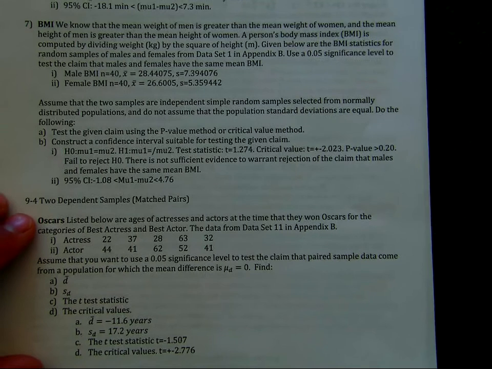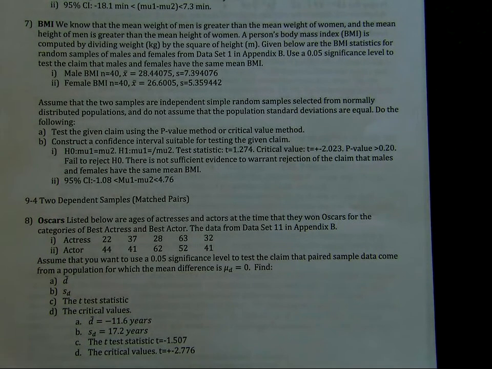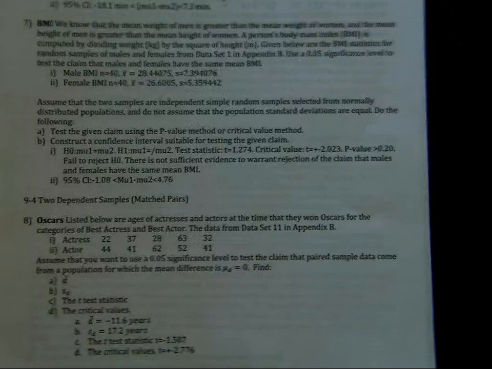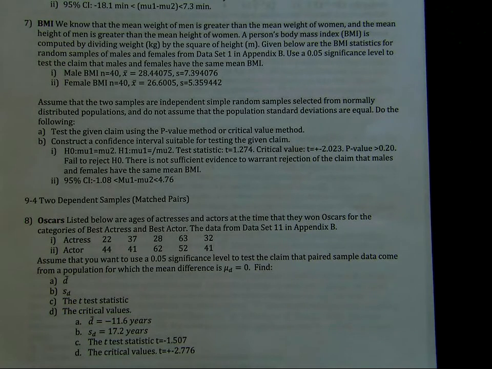There are two problems here, and I'll probably go through them kind of quickly. But the first one is looking at ages of actresses and actors at the time they won Oscars for the categories of Best Actress and Best Actor. As you might be noticing from the trend, it looks to me like actresses win at much younger ages than actors, okay? So assume a 0.05 significance level to test the claim that paired sample data come from a population in which the mean difference is mu d equals 0.